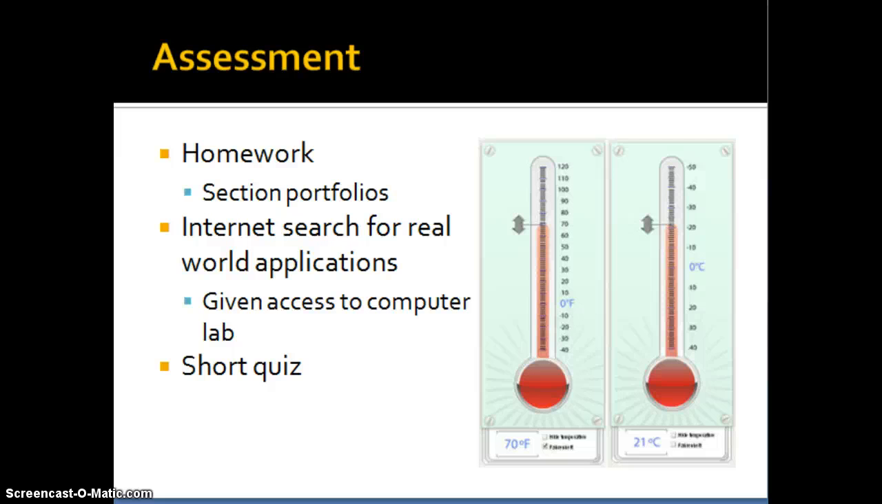For assessments, aside from the activities that I have listed in the previous sections, I'll have my students complete a homework assignment that will go in their section portfolios. Part of their homework will be to do internet research to find a real-world example of the material on their own. Students that do not have internet access at home will be allowed to use the computer lab after school to complete this assignment. I will also give my students a short quiz assessment that will test their level of understanding.